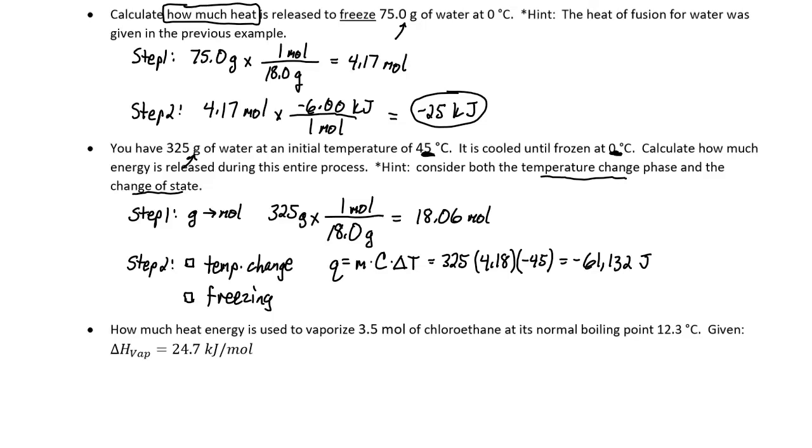Next, we're going to figure out how much heat is involved in the freezing process. And based upon the last couple of questions, we know that we're going to end up with kilojoules for that one. And I need to combine together my energy from these two processes. So I need them both to be in kilojoules. Let's make the change right now. This is negative 61.132 kilojoules.